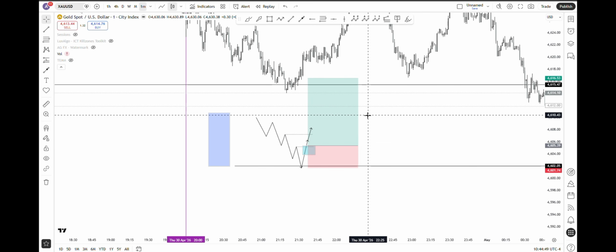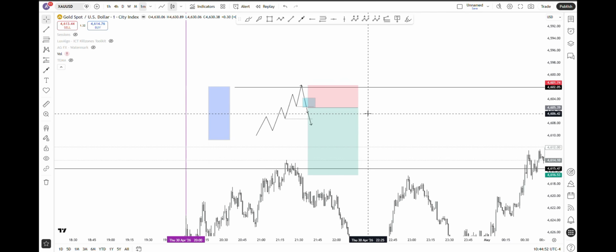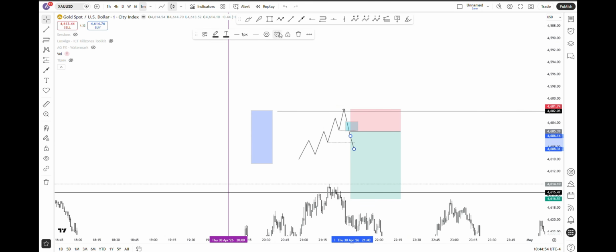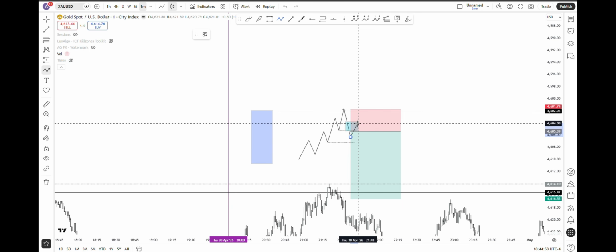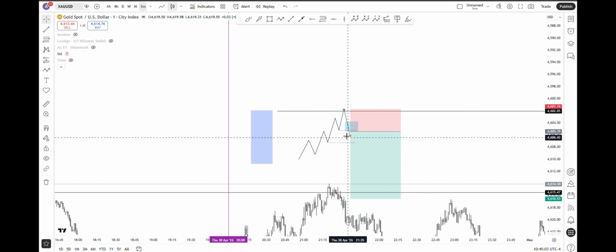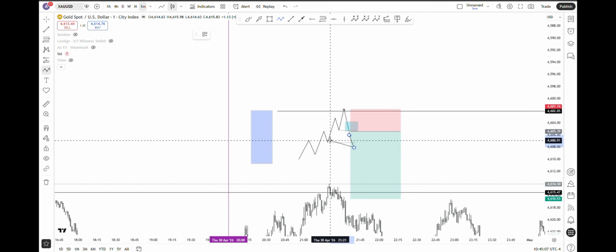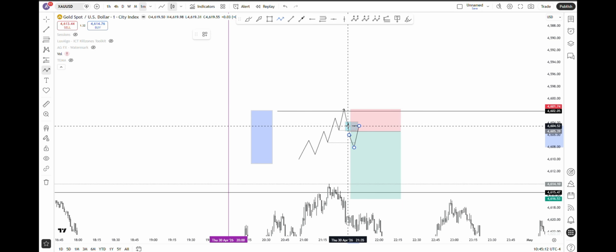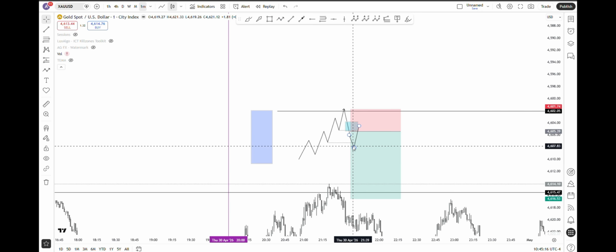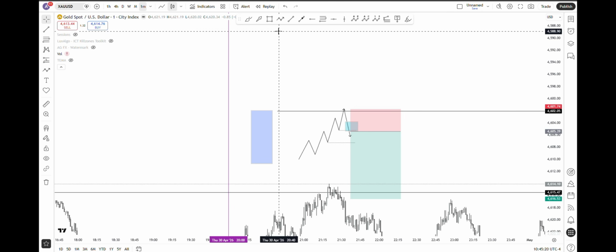That should not happen. Similarly, if we are selling, after market gives the market structure shift, market should immediately go up and give us our entry. If it does not give us our entry and continues lower, takes out the next low, and then gives a pullback to our entry, which is the fair value gap, in that case we are not interested in taking the entry. It's a very, very important point. So keep this in mind.